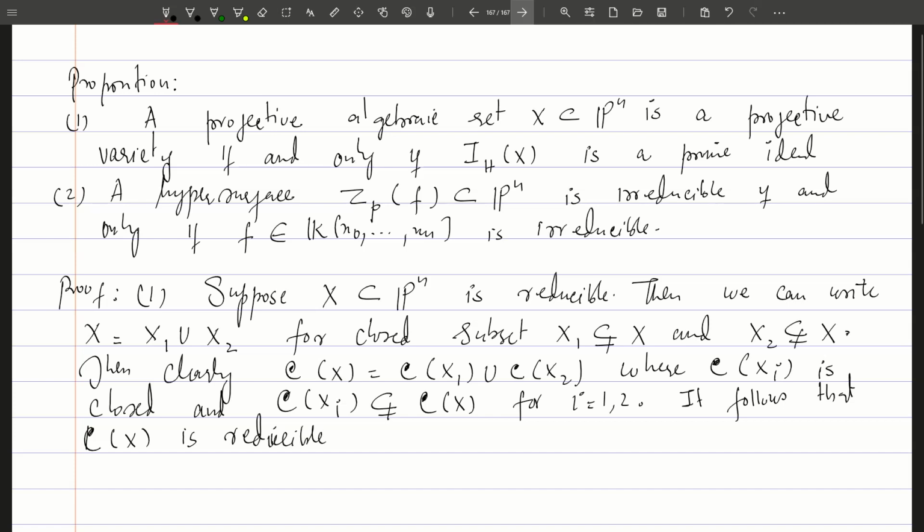Now this cone being an affine algebraic subset of the affine space, this shows that its ideal is not a prime ideal. So this is a reducible subset of affine n plus 1 space. So then the ideal of the cone of X is not a prime ideal.